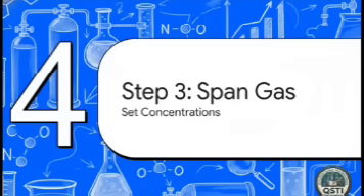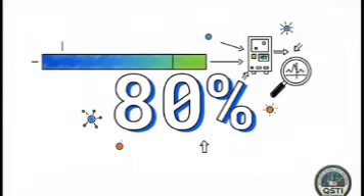Okay, back to it. Now we're getting into the heavy lifting with step 3, span gas, setting those concentrations. The big thing to remember here is the 80% rule. Your expected NO and NOx span gas concentration should always be set to 80% of the actual range of values you expect to encounter in your specific application. It's brilliant, really, because it optimizes the instrument's accuracy for the actual real-world conditions it'll be measuring, rather than just calibrating to some arbitrary maximum.